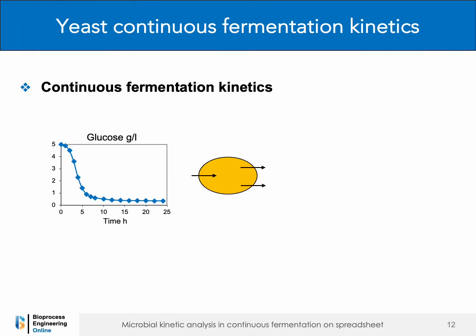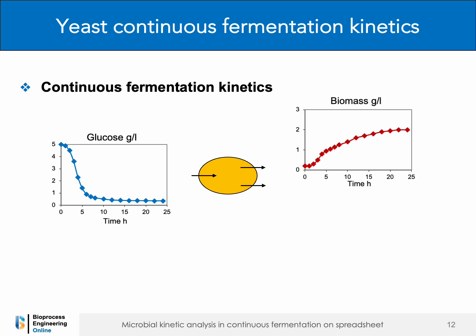During the initial batch phase and the subsequent continuous operation, the yeast fermentation shows the following trends. The glucose concentration gradually decreases and stabilizes at a steady-state value of about 0.3 gram per liter. The biomass concentration continues to increase, although at a slower rate than during the batch phase, eventually reaching approximately 2 grams per liter.